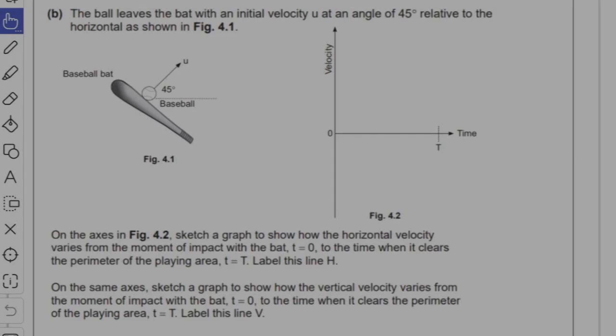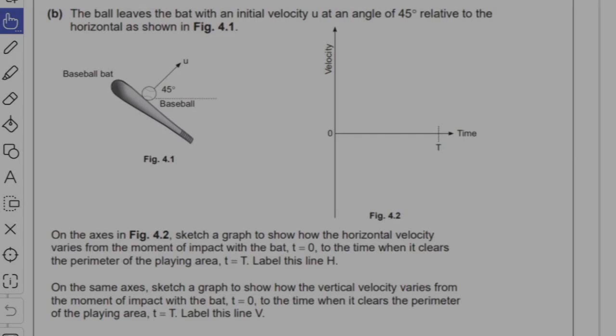Now, what they don't tell us is that this t equal to T is where it hits the ground outside the playing area. It says clears the perimeter, so you can imagine it's still in the air. So this won't be a symmetrical graph, because it still hasn't landed by the time they're talking about here.